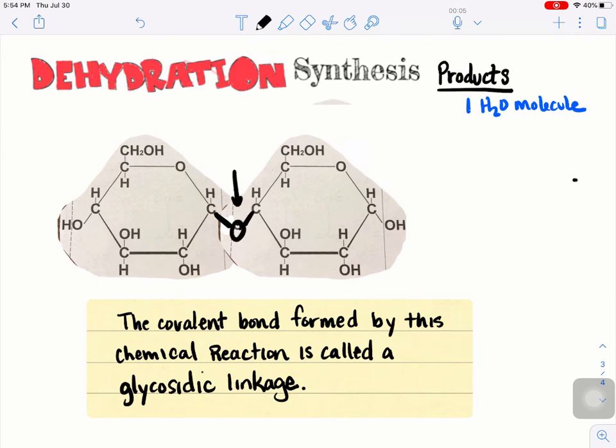Students will also need to recognize the difference in structure and the resulting properties because of these structural differences in starch, glycogen, and cellulose.